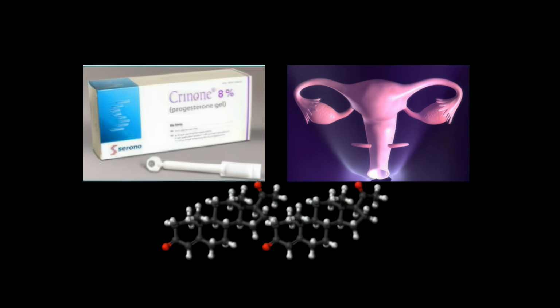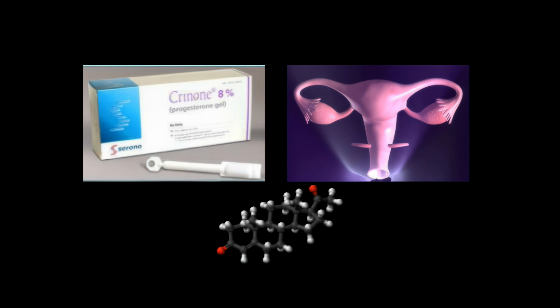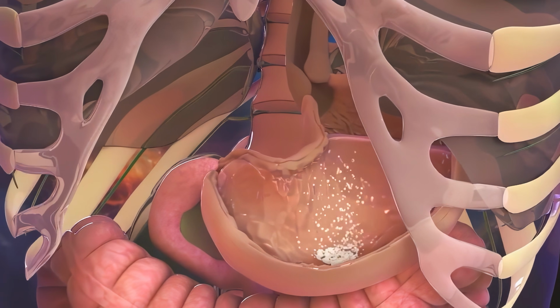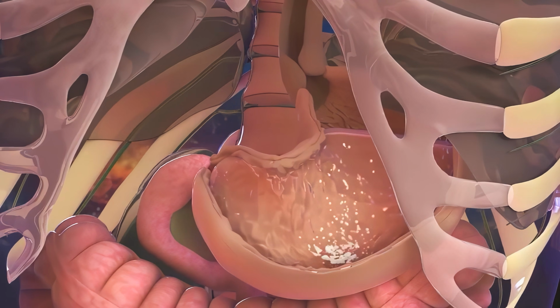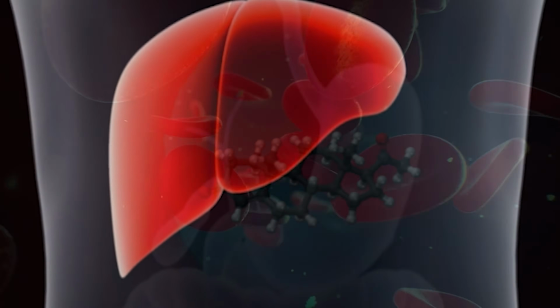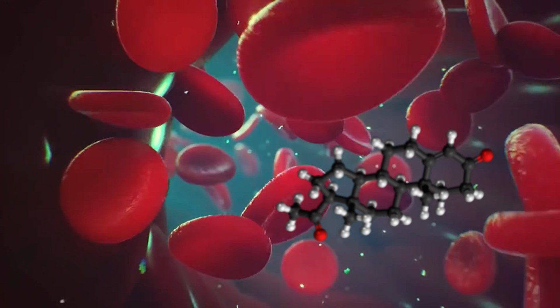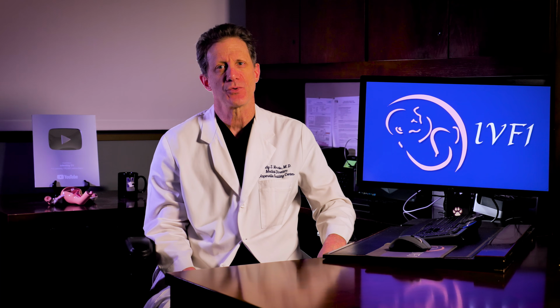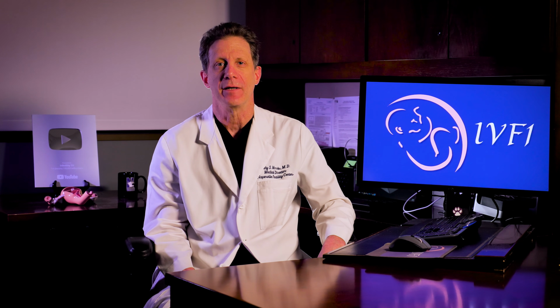Progesterone medications for fertility contain the type of progesterone that is identical to the kind made by the ovaries. Progesterone can be given orally as a pill. However, much of the progesterone is destroyed in the stomach and broken down in the liver. Only about 10% of the progesterone taken orally is absorbed intact, so oral progesterone for fertility is not recommended.